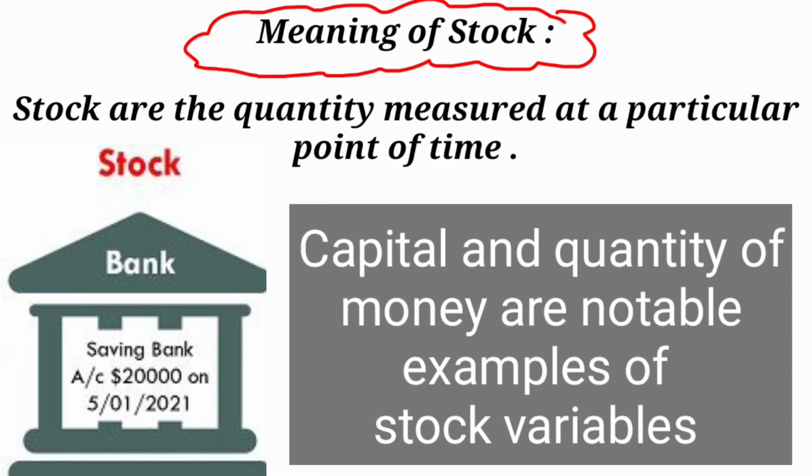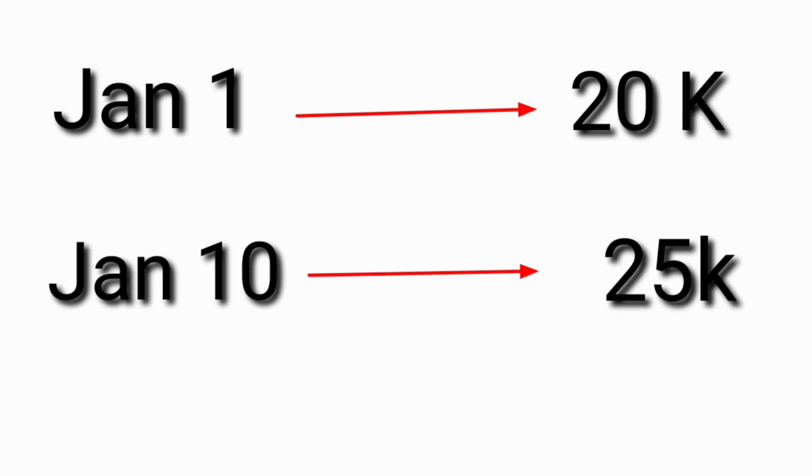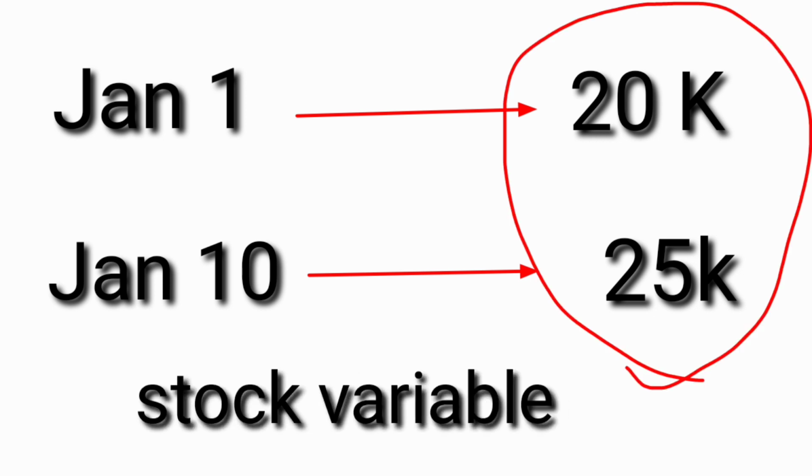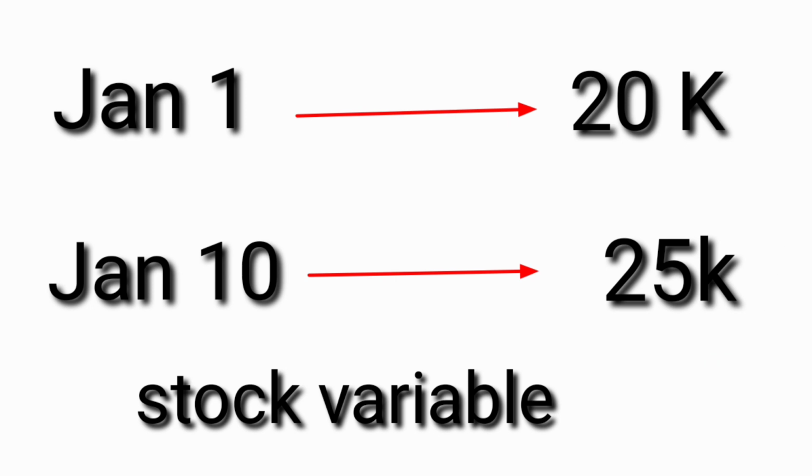So let's first understand the meaning of a stock. Stock are the quantity measured at a particular point of time. Capital, quantity of money are some of the notable examples of stock variables. If I have to quote you an example, say on January 1st, I have 20k in my account, whereas on 10th January, I have 25k in my account. So all of this value is what? It is the stock variable. Why? Because we are measuring the quantity of money at a point of time.